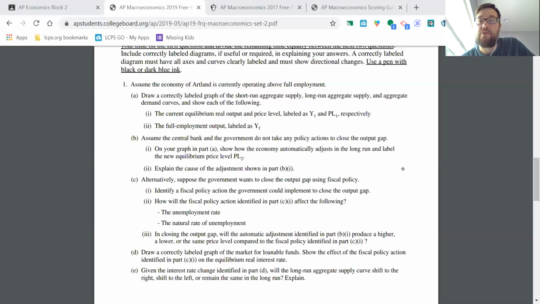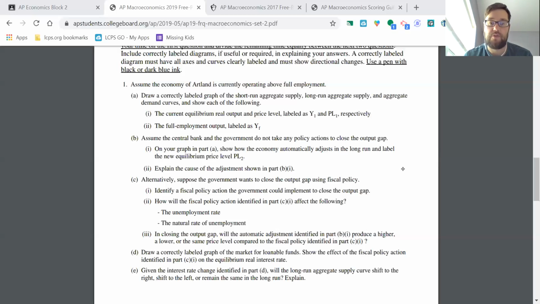And make sure you have it in the right direction, right? Because if you don't specify that government spending has to decrease, then I don't think you would get the point there. All right, part 2, how will the fiscal policy action identified in part C1 affect the following? Whatever example you use, let's just say we're going to use this one. Government spending is decreasing, and then we want to know how does that impact these two variables over here?